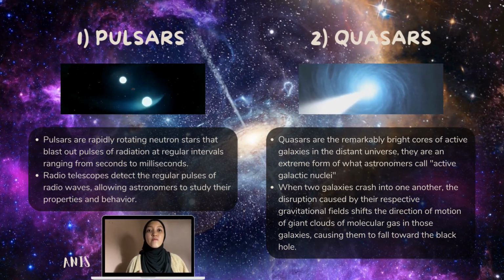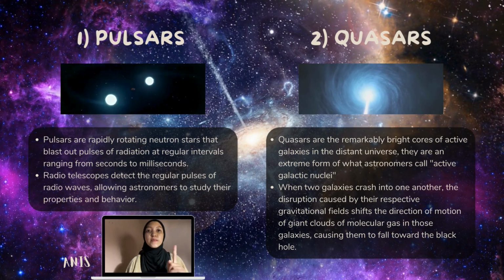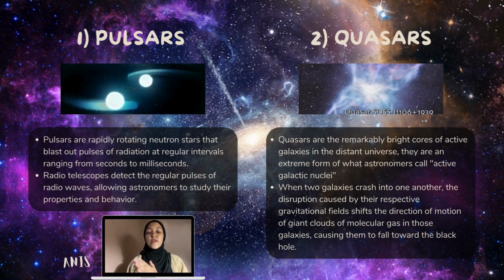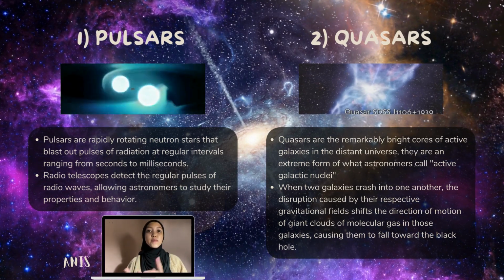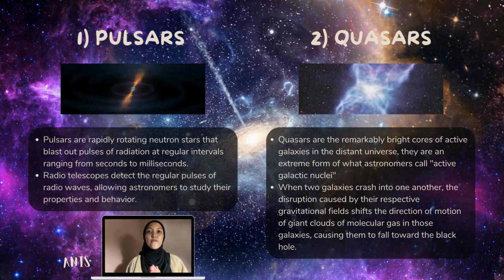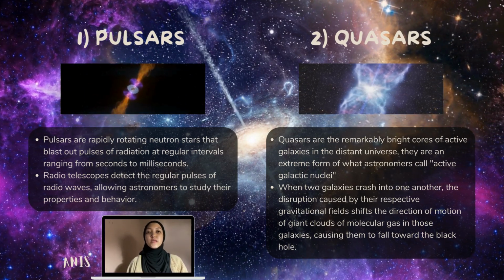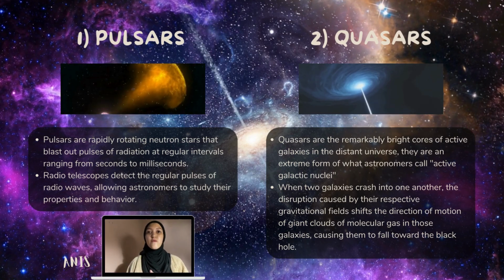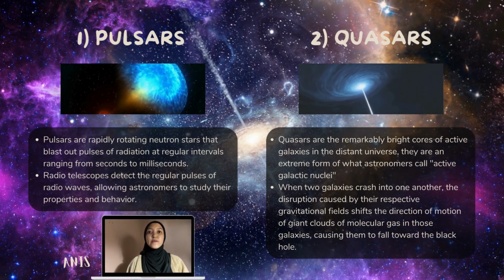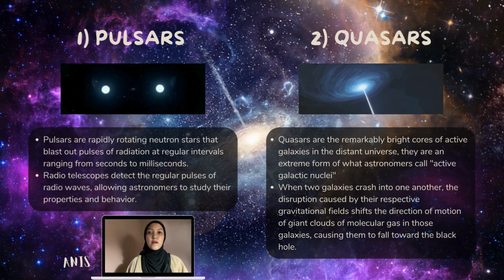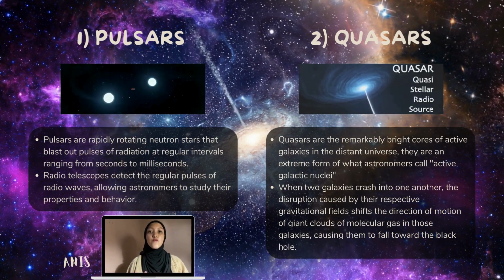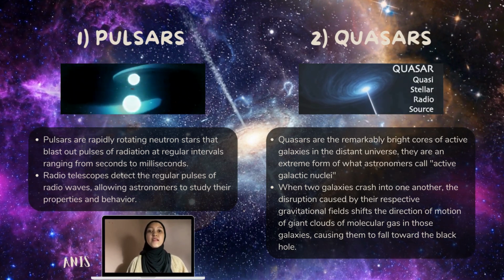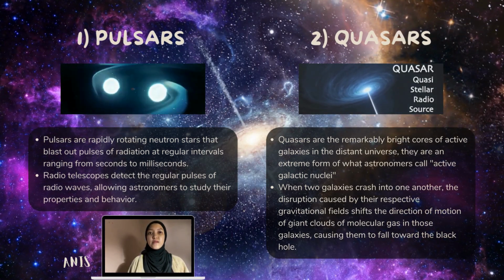Next, I will explain about the uses of radio telescopes. First is pulsars. Pulsars are rapidly rotating neutron stars that blast out pulses of radiation at regular intervals ranging from seconds to milliseconds. Pulsars have been used to test aspects of Albert Einstein's theory of general relativity, such as the universal force of gravity. Radio telescopes detect the regular pulses of radio waves, allowing astronomers to study their properties and behavior. Pulsars are used to test the theory of general relativity and to probe the interstellar medium.